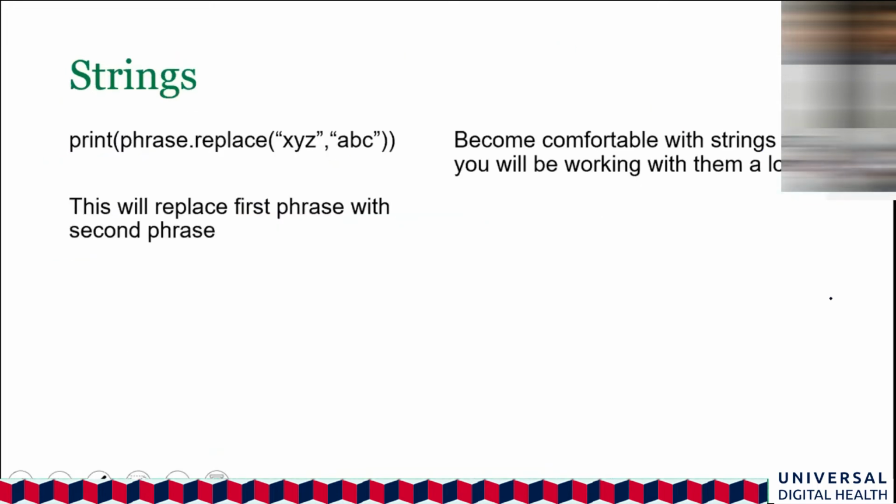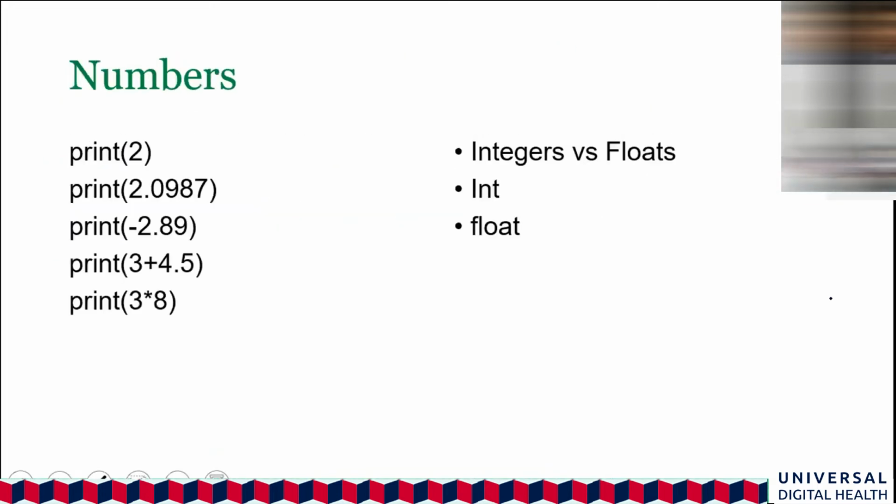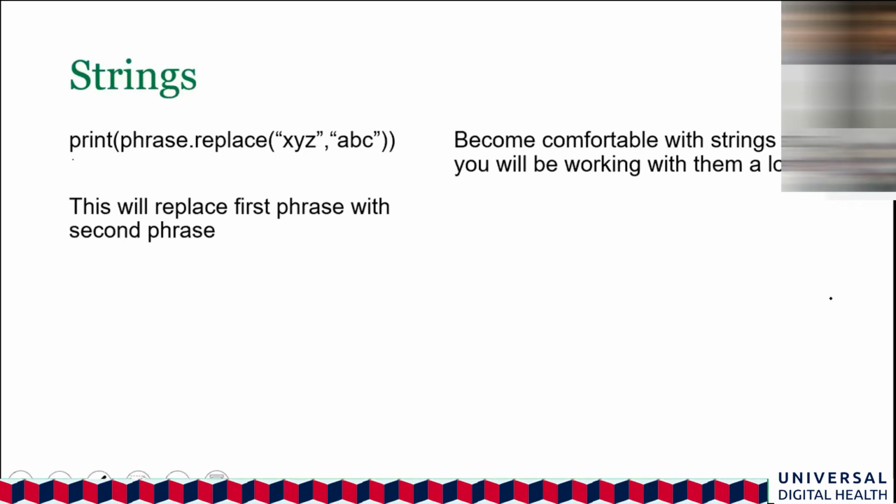So and then there is another thing phrase के साथ जो हम करते हैं, which is print phrase dot replace. इसमें क्या करते हैं, we write down say the first phrase and then we write down the second phrase. Basically this will replace the first phrase with the second phrase. So that is what is happening. So I hope this was a bit understandable.